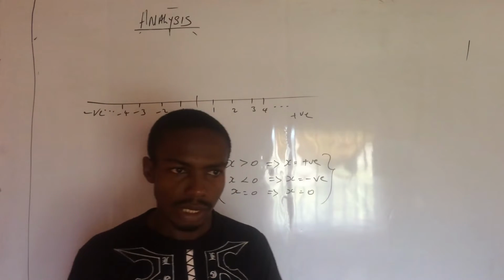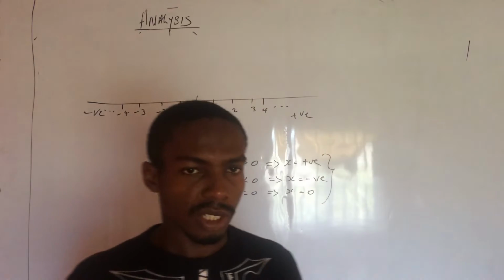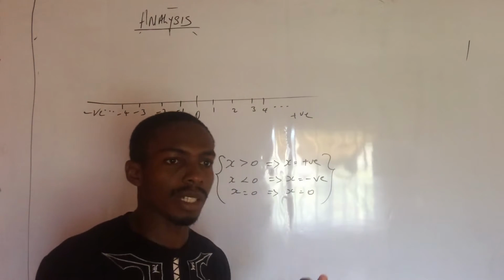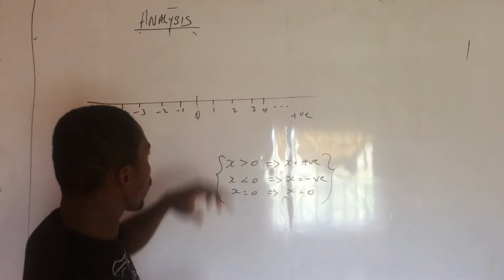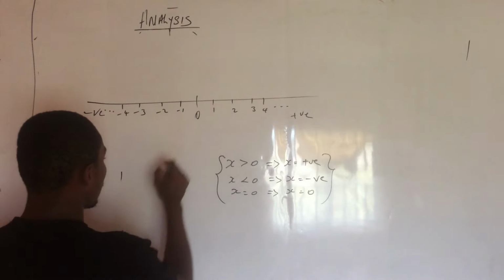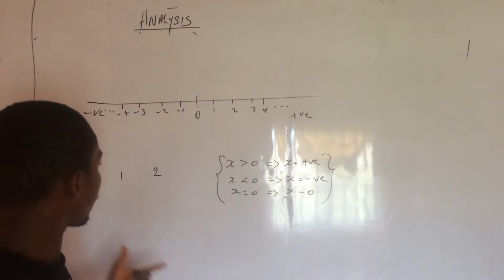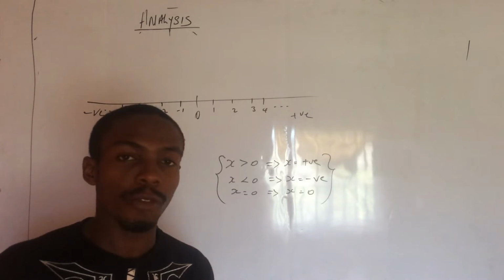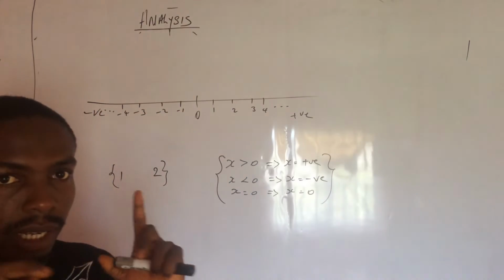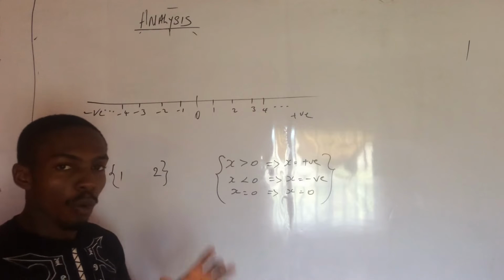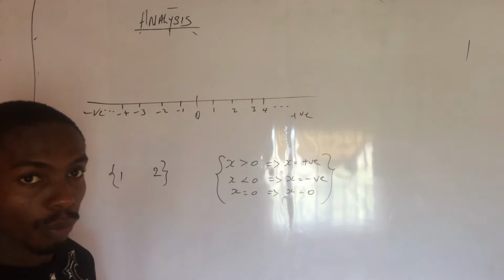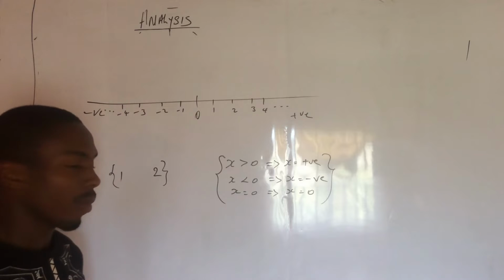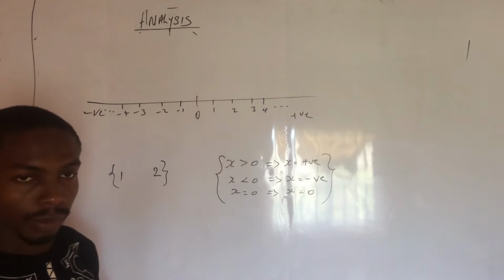Now, what does real analysis tell you? Let us check the relation between any two numbers we pick from the set of real numbers. Let's pick 1 and let's pick 2. Real analysis will tell you that for any two numbers you pick, one of these must hold.